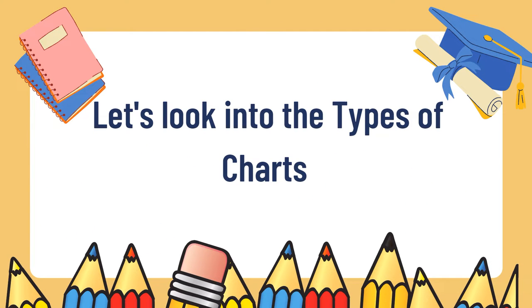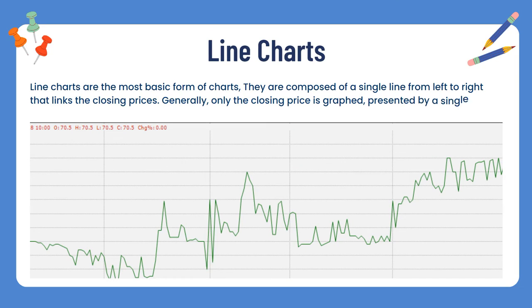Now, let's look into the types of charts. So, actually there are many charts used in technical analysis, but I am going to explain the popular ones. First one is line charts. A line chart is probably the most common type of chart, and this chart tracks the closing prices of the stock over a certain period.